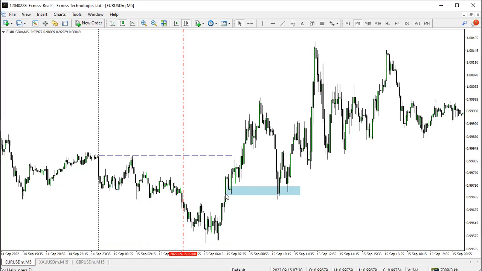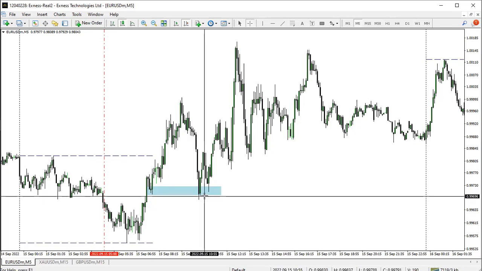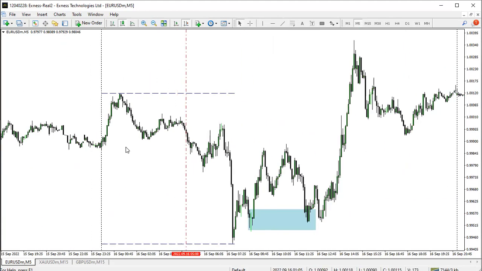This could have been your entry, or even here, they came to the same fair value gap. You would have bought here. And as you can see, this was now the London to New York trend, which is about 47 pips. But there was this consolidation. Anyway, let's go to the next day.